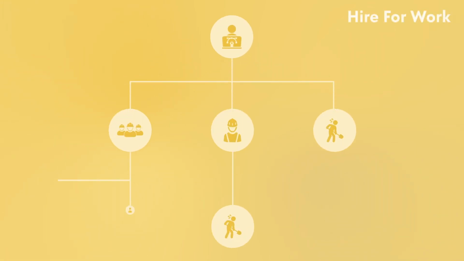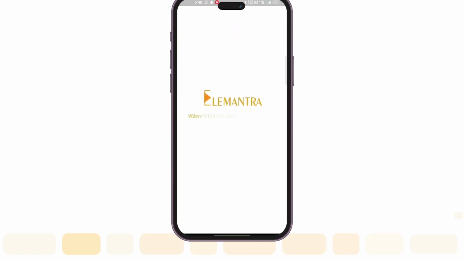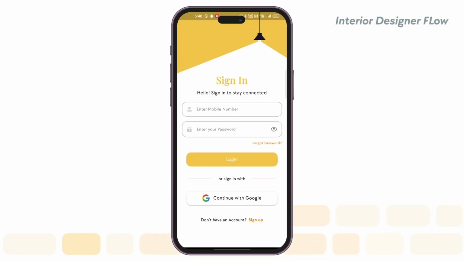In the Hire for Work interface, if you wish to hire someone, the hierarchy is as follows. In the Find Work interface, the hierarchy follows this structure if you are seeking employment. We will open the Elemantra app and sign in as an interior designer. You can sign in using the conventional method or through Google Sign In, whether you are registered through Google or not.